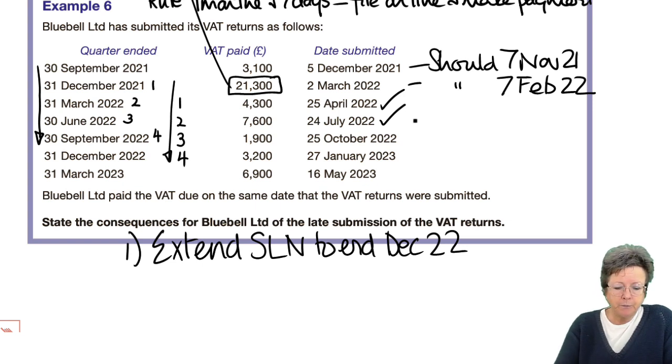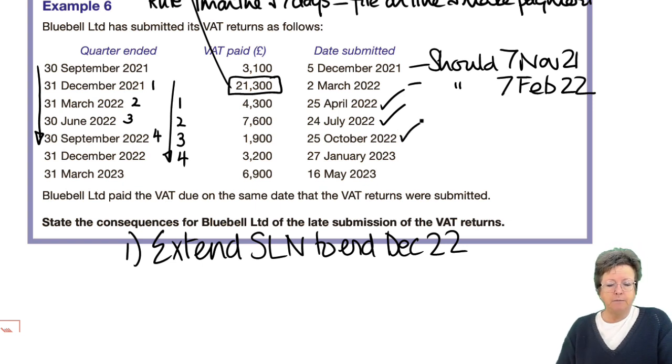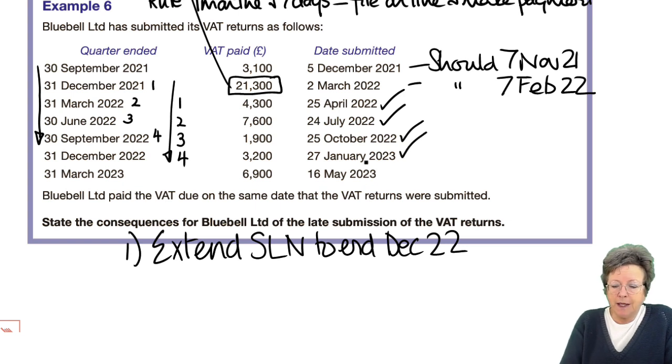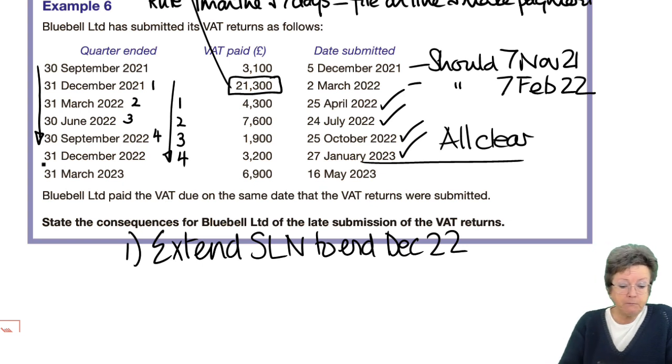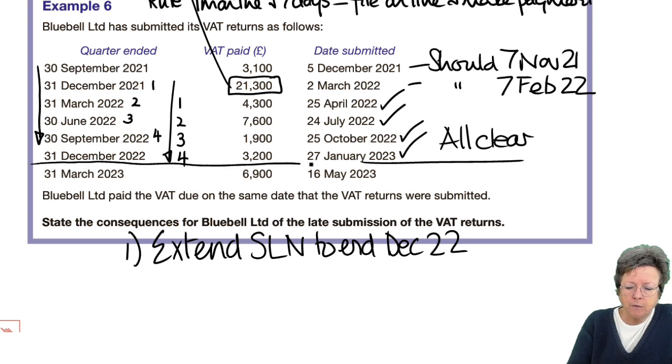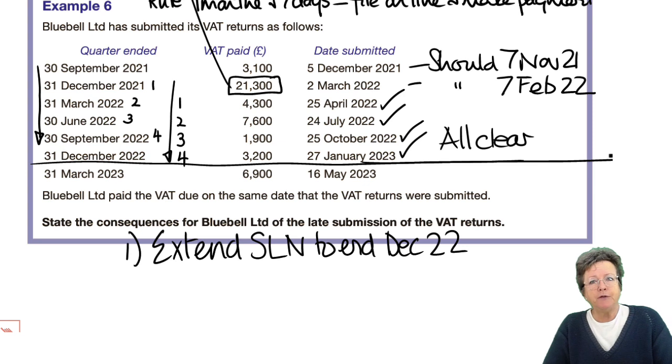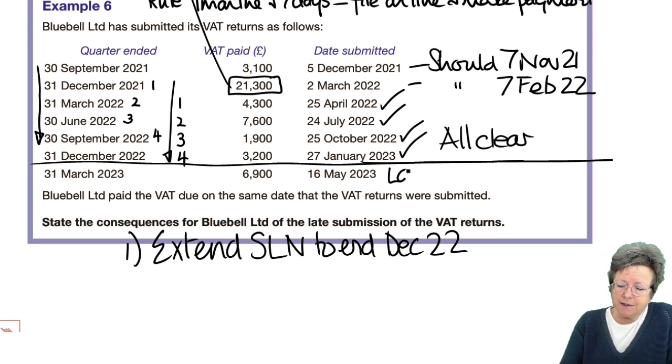30th of June. Hooray, they paid it on time. September. Hooray, they paid it on time. And they paid that one. Excellent. All clear. 4 quarters, all paid on time and submitted on time. The surcharge liability notice is removed. Excellent. Revenue will be happy. The quarter ended 31st of March 2023 was submitted on the 16th of May. It was late.